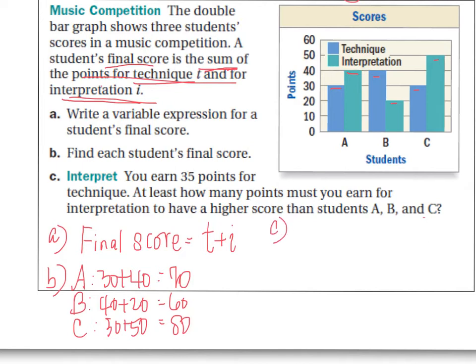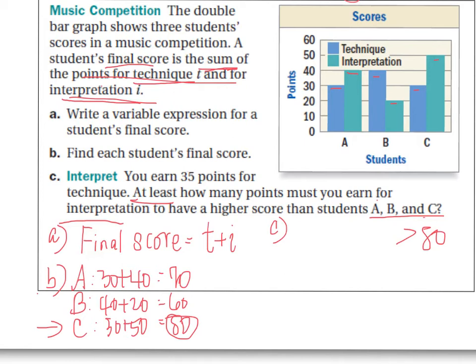Part C, you earn 35 points for technique. At least, how many points must you earn for interpretation to have a higher score than students A, B, and C? From part B, you can see that student C has the highest score. So you can use the 80 as the lowest score to compare to your score.